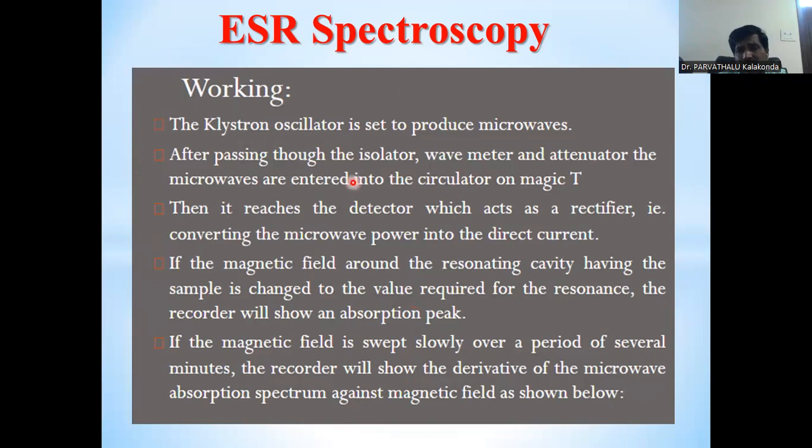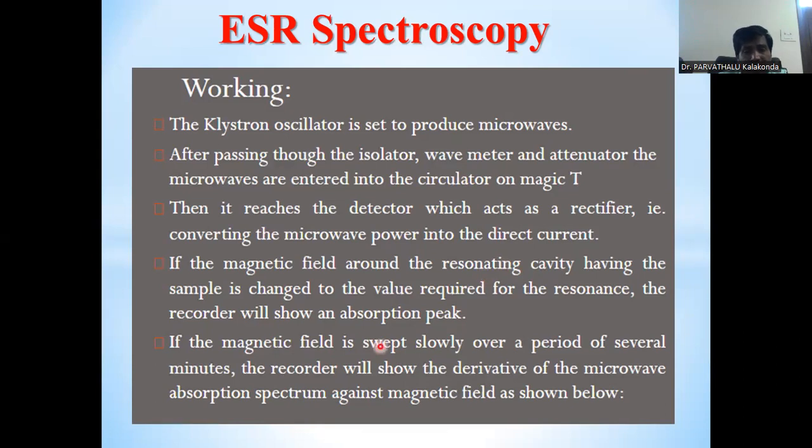It passes through the isolator, attenuator, etc. Then it passes through the sample. Then the magnetic field also passes through the sample. Then the detector can identify the number of signals due to the unpaired electrons.